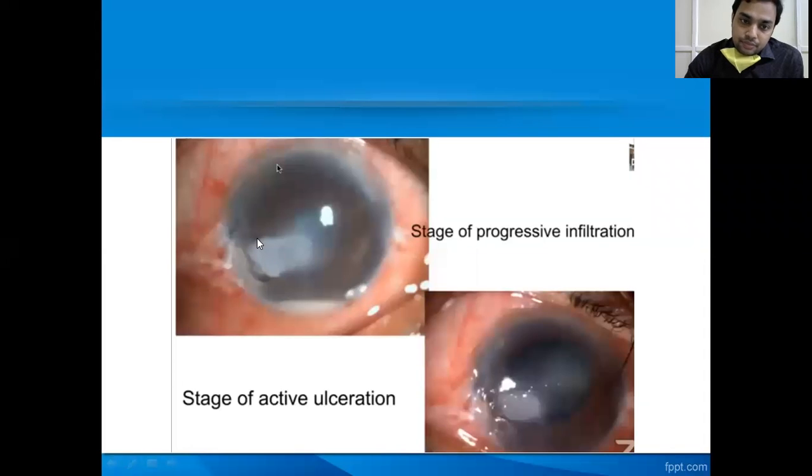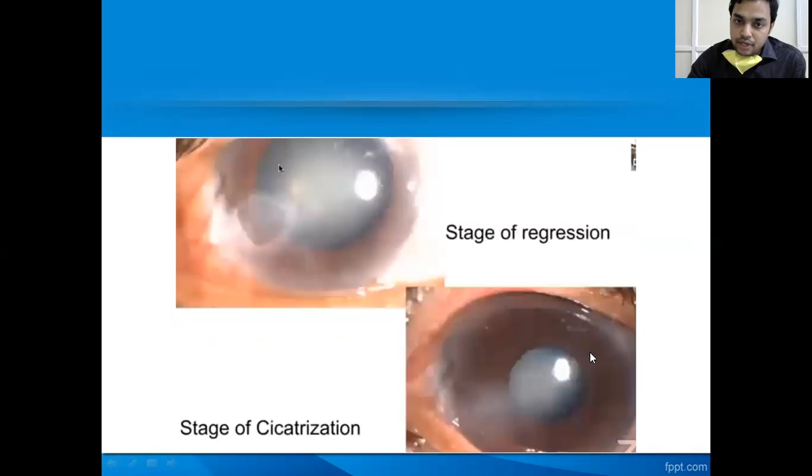So these are the pictures of the stage of progressive infiltration. We see necrosis and sloughing of the corneal tissue. In the stage of active ulceration, we see the swelling of the walls of the corneal ulcer because of the imbibition of fluid. In the stage of regression, we see that the ulcer size has increased, but the swollen walls are decreased. This is the stage of cicatrization, where there is complete healing of the corneal ulcer and formation of the scar.